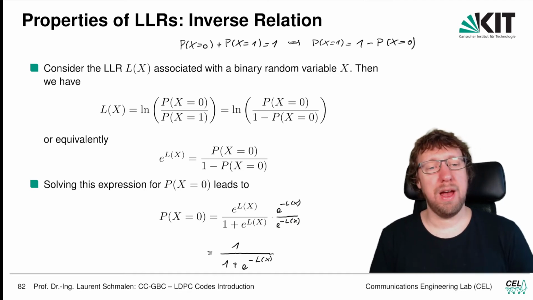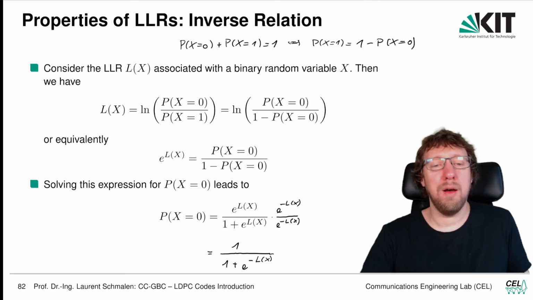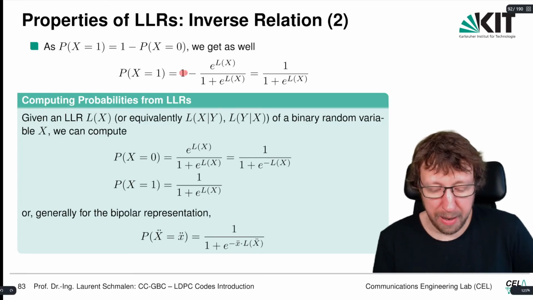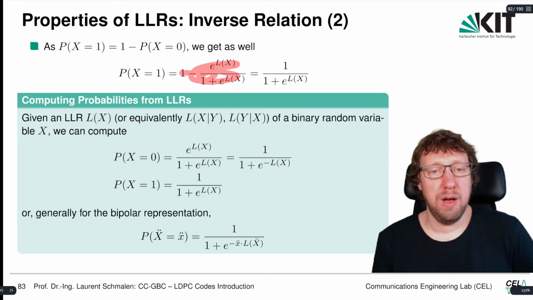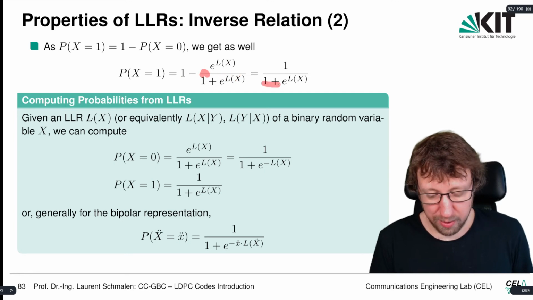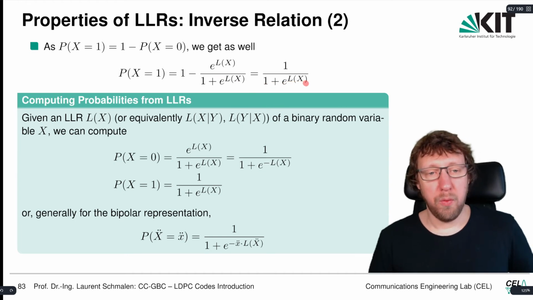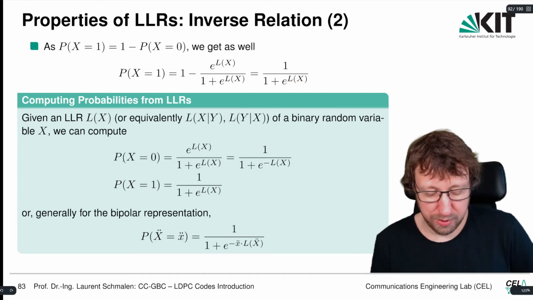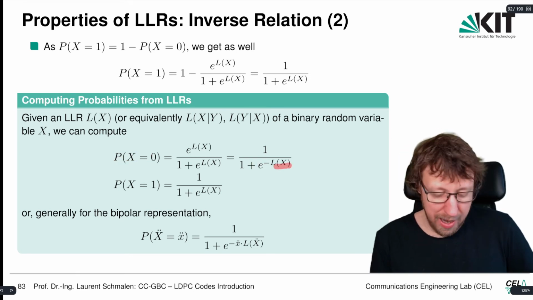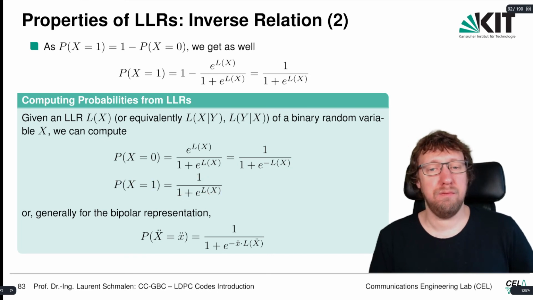Okay, so we have P of x equals 0. How do we get P of x equals 1? Just take 1 minus this expression. So P of x equals 1 is 1 minus this expression. When we bring this to a common denominator and simplify, we get 1 divided by 1 plus e to the power L of x. So we can simplify this. P of x equals 0 is 1 divided by 1 plus e to the power minus L of x. And P of x equals 1 is 1 divided by 1 plus e to the power plus L of x.